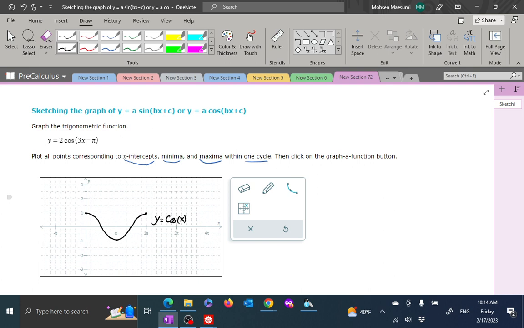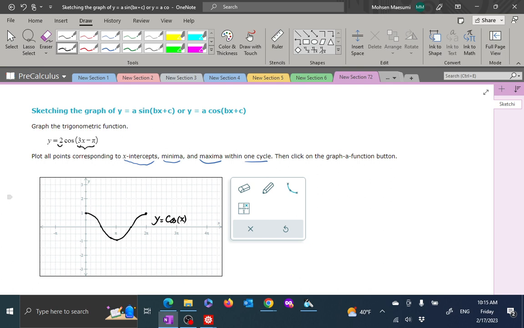Now several things to worry about. One is, what is this 2 going to do? What about the role of 3, and what about the role of this minus pi? The role that 2 plays is rather trivial and is not going to be a challenge for us at all. We said it's a vertical stretch by a factor of 2. So if you want to do it at the beginning or at the end, it's all the same. The majority of the work or difficulty is what happens here, 3x minus pi.